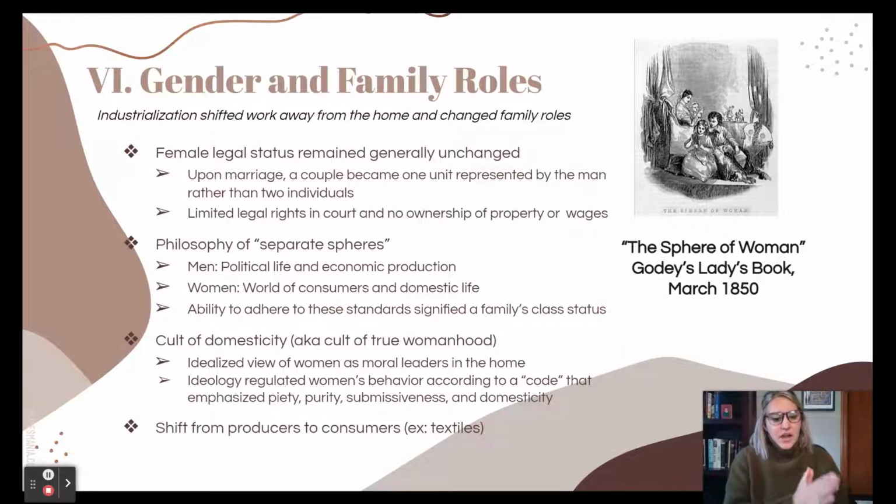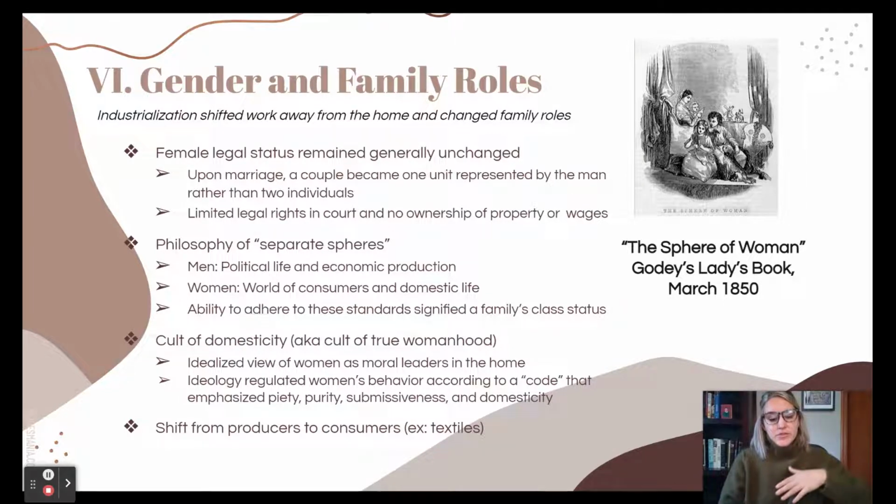So while these are traditional stereotypes reinforcing those gender roles, we do see shifts in the behavior of women because they are shifting from being primarily producers to consumers. Before the market revolution, women would have been responsible for producing a significant amount of the materials for the home, for example, textiles, clothing.